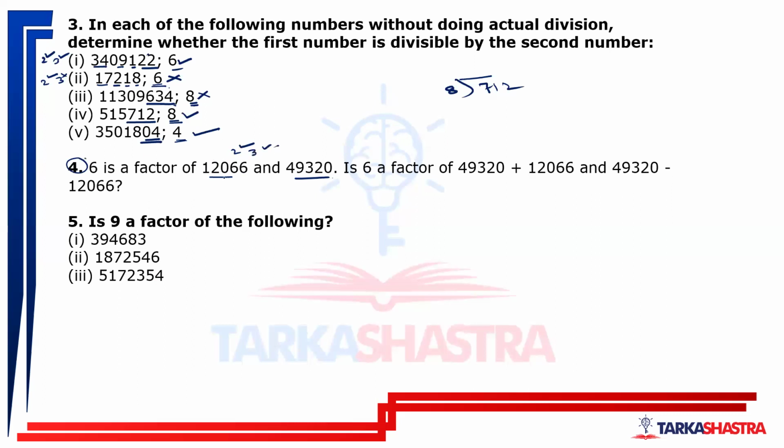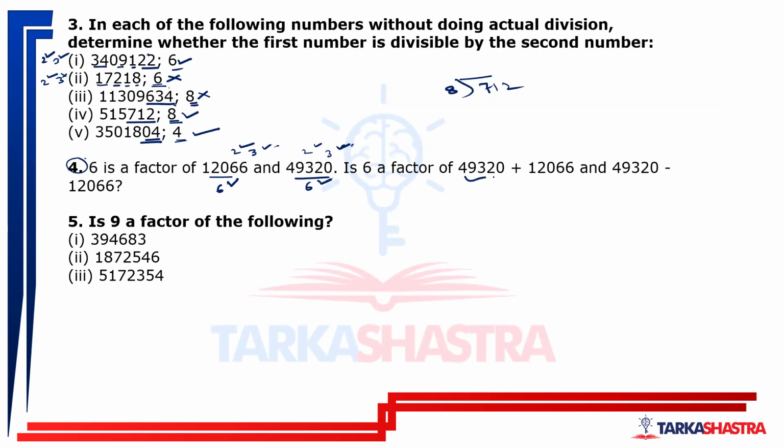15, so divisible by 3. So 6 is a factor of this. Divisible by 2. 13, 16, 18, divisible by 3. So 6 is a factor of this. Now is 6 a factor of this plus this?